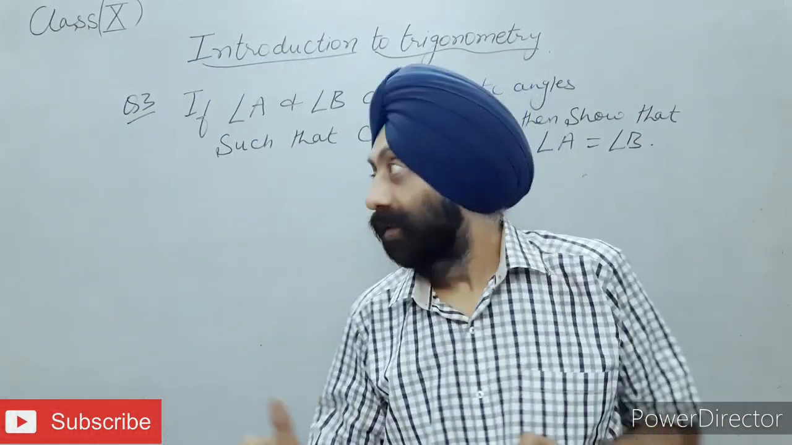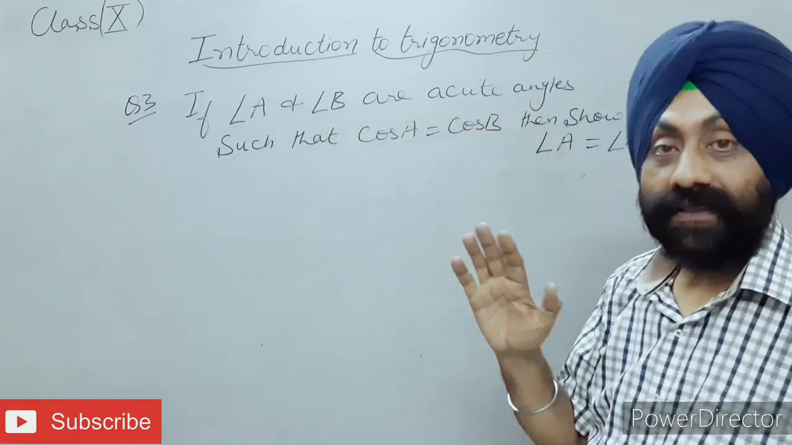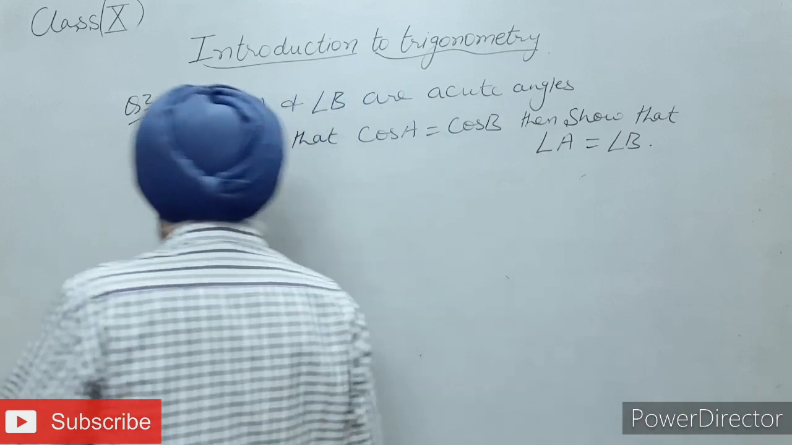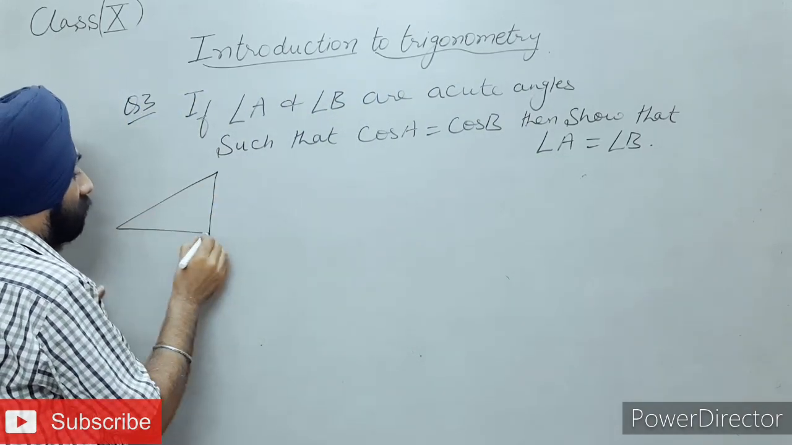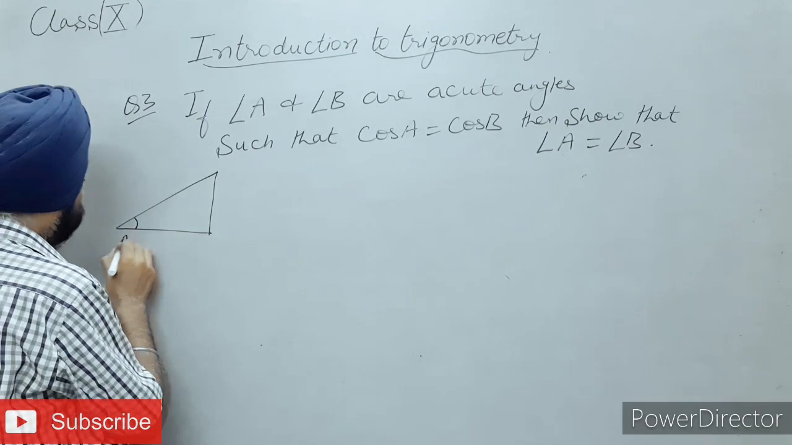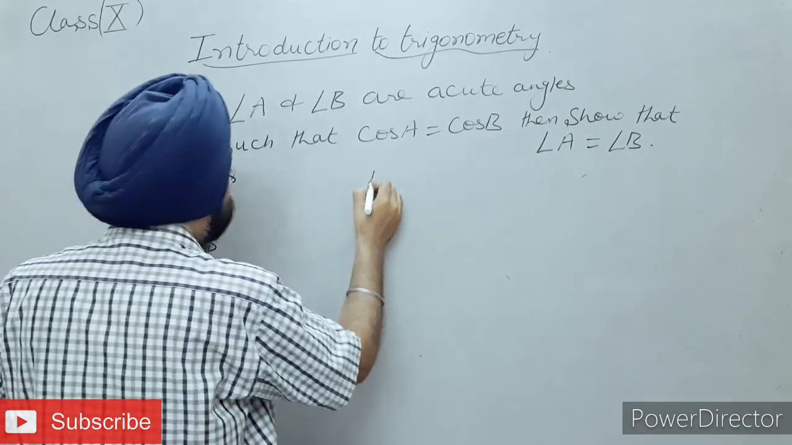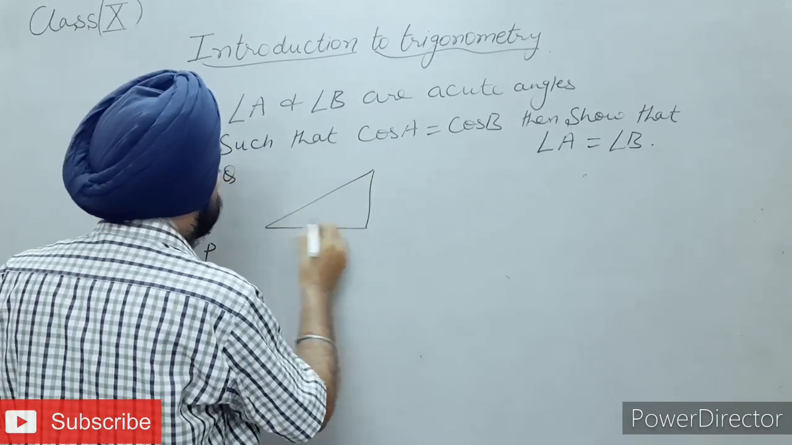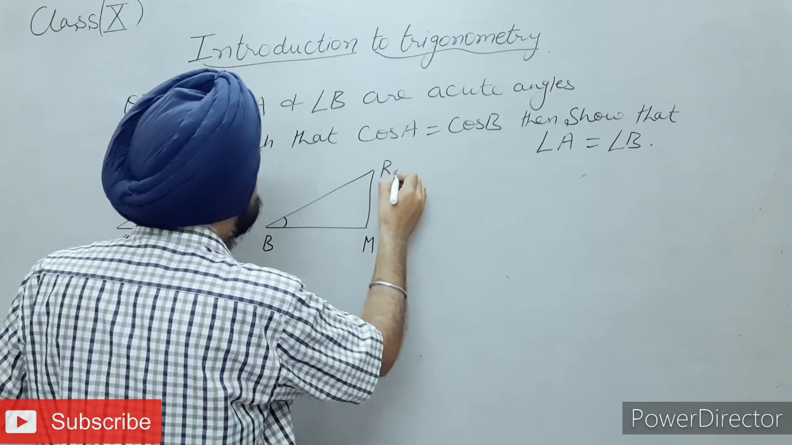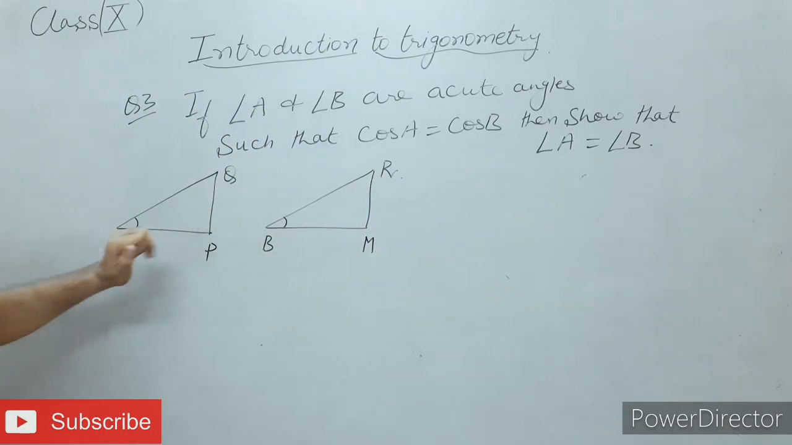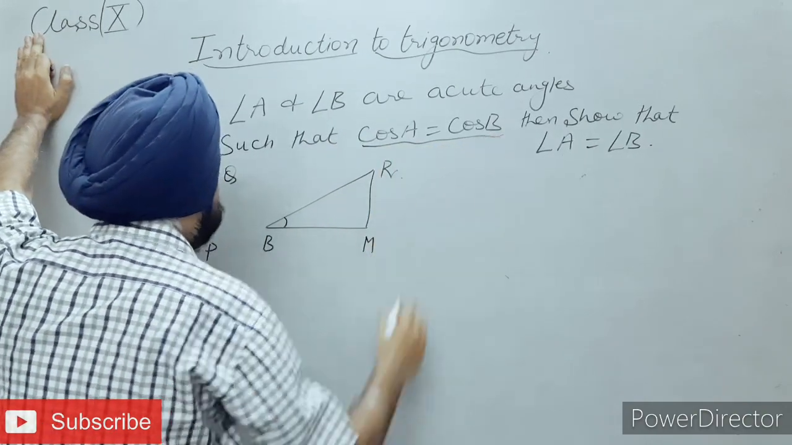Now, angle A and angle B are acute angles. This is given to us. So let us draw two right angle triangles like this. Let this be angle A, with vertices P, Q. The other one, let this be angle B, with vertices M, R. These are two triangles. Now it is given cos A equals cos B.